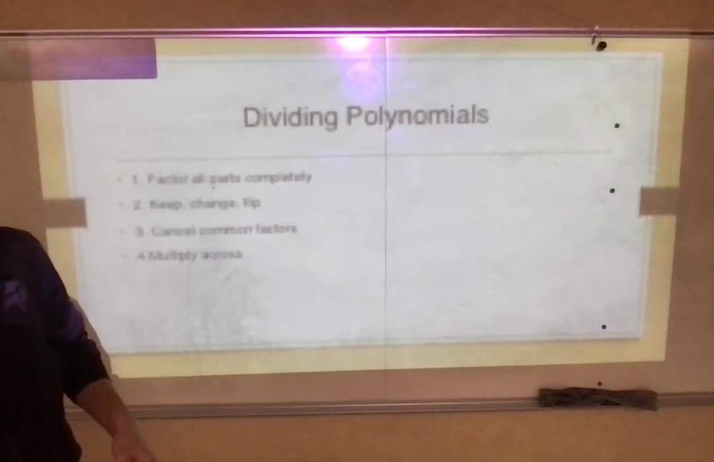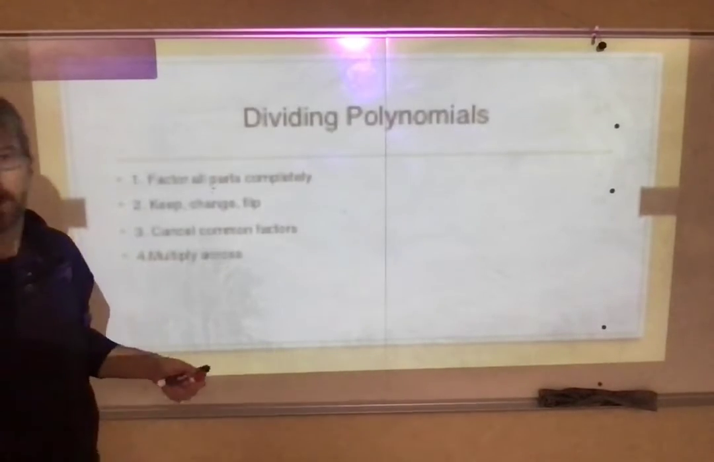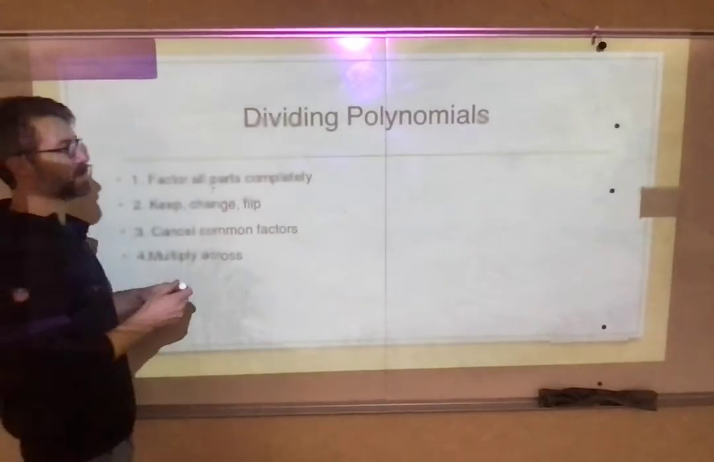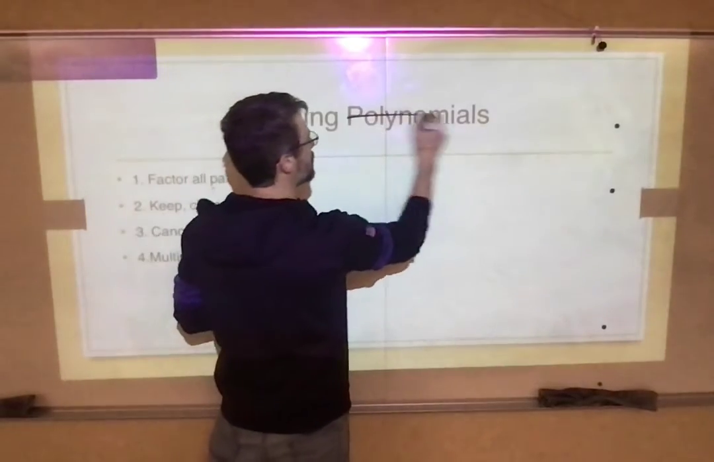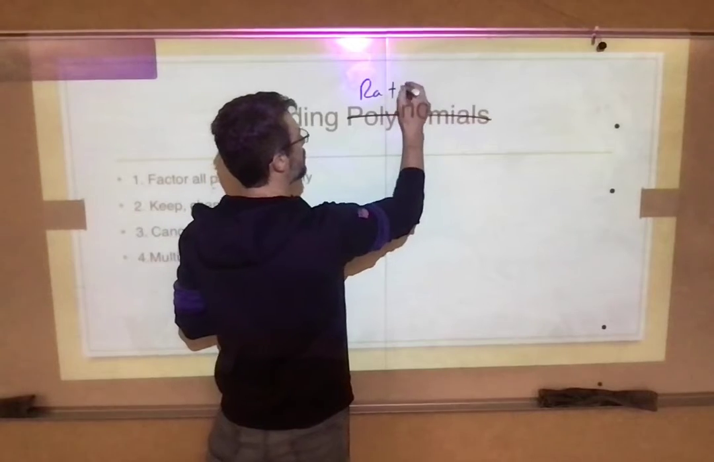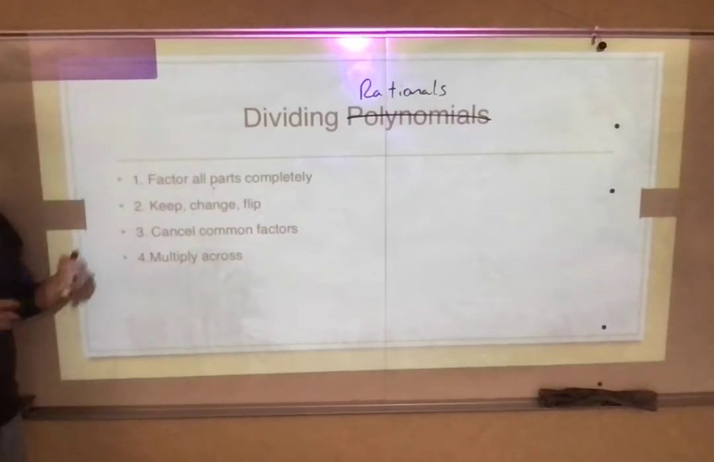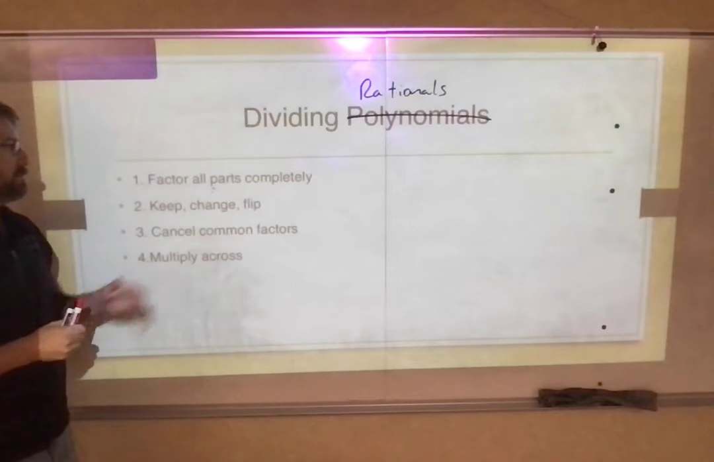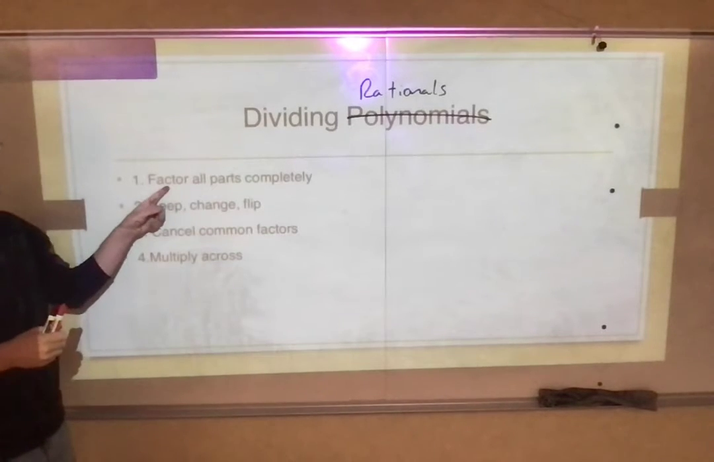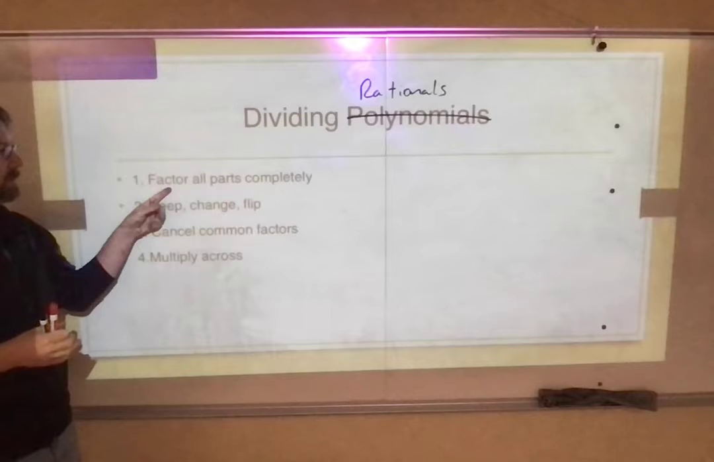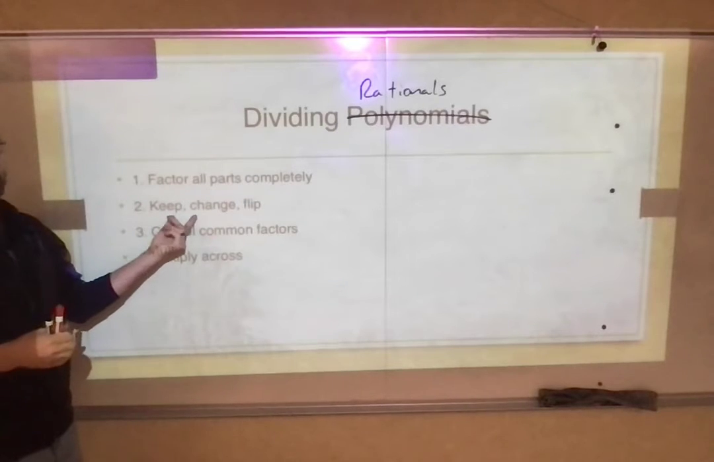All right, so our steps for dividing, well, it shouldn't say dividing polynomials, it should say dividing rationals. But very similar to how we did multiplying with one extra step. We're going to factor all the parts completely, then we're going to keep, change, flip.